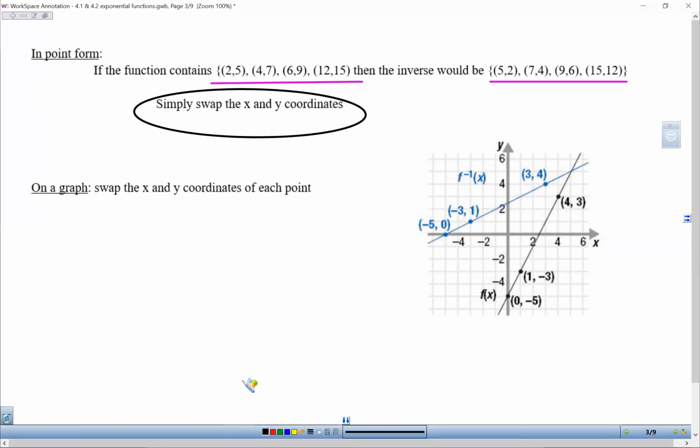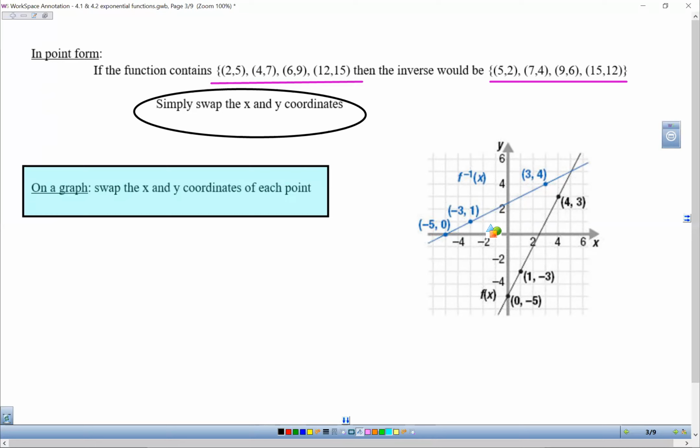Okay? Here's the third way, on a graph. So we're not actually graphing these, but we're going to be looking at it on a graph. So on the graph, again, swap the x and y coordinates of each point. So here you can see this is our function, f of x, and they've given us 3 points on the graph.